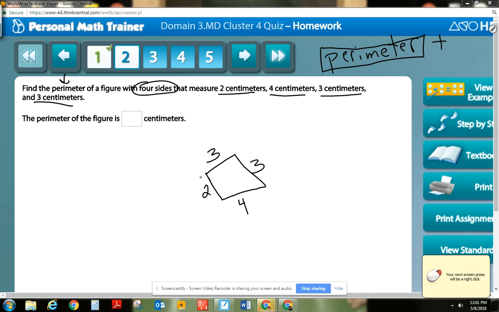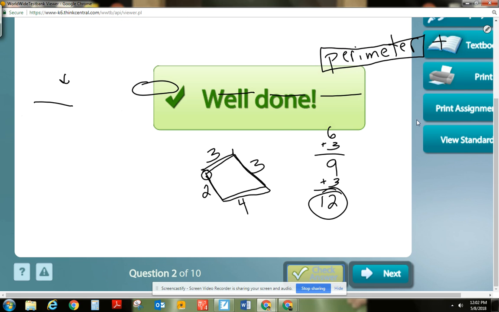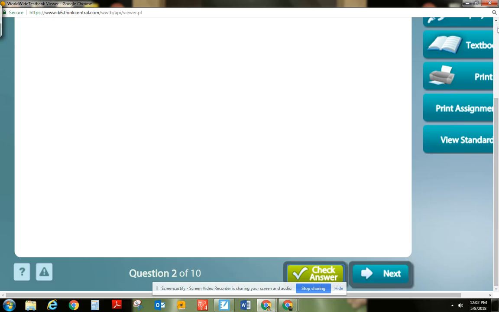So I want to do the perimeter, so I know that I need to add around. So 2 plus 4 is 6. 6 plus 3 is 9. And now I do one more 3. So I get 12. So oddly enough, the perimeter is also 12 on this one. I can scroll down and check my answer. I got it. All right, let's go to the next question.